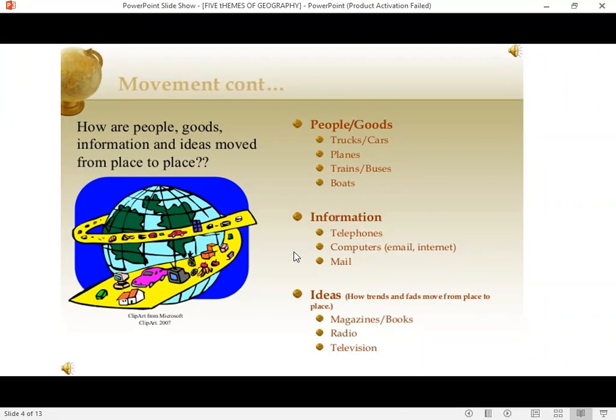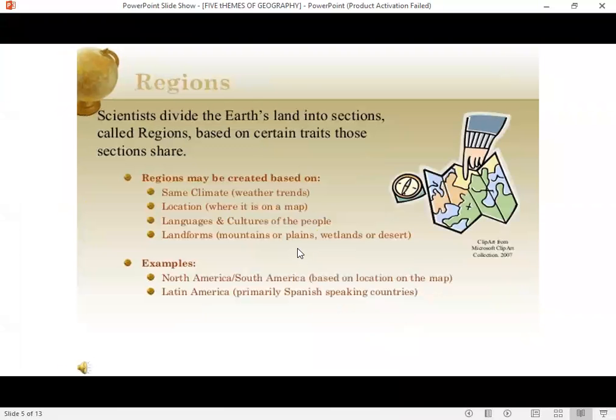Okay. The second theme of geography is region. Scientists divide Earth's land into sections. They're called regions based on certain traits that these sections share. So what is the definition of region? It's a section or a piece of land that shares certain and similar characteristics or traits.